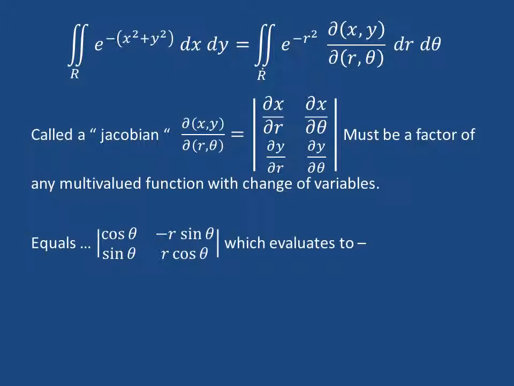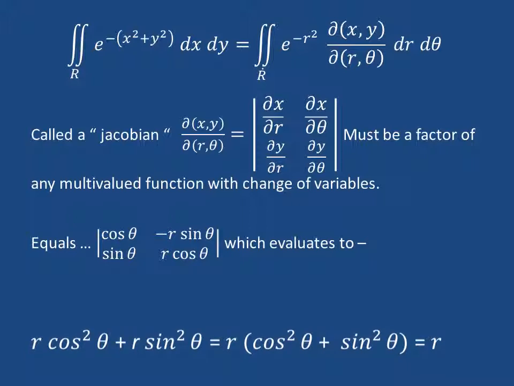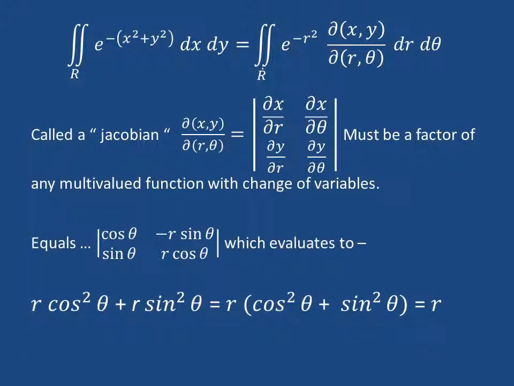It's a very simple determinant. When you evaluate this determinant, you get the very important result of r cosine squared theta plus r sine squared theta, factoring out the r. And of course, here we have our trigonometric identity, which equals 1. Cosine squared theta plus sine squared theta equals 1. So our resulting Jacobian for this particular change of variables is simply the radius.